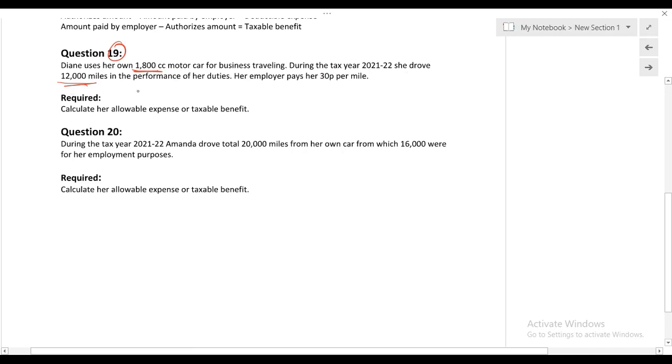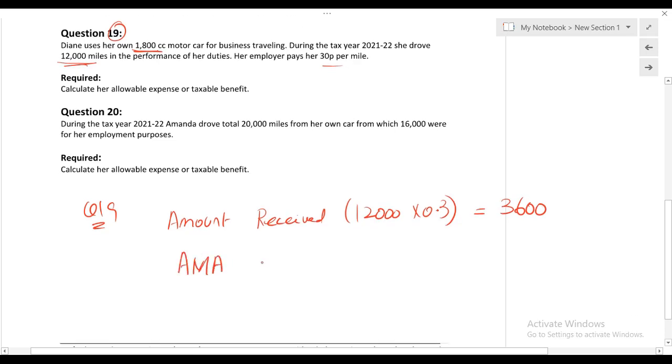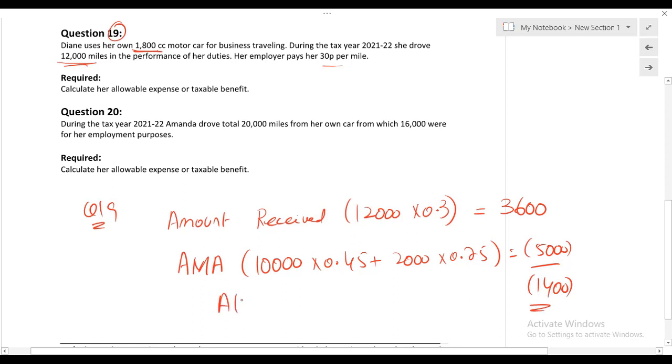21, 22, 12,000 miles, employer paid him 30 pence. So amount received is 3,600. Let us check authorized mileage allowance. For first 10,000 miles, he should have received 45 and then 25. So definitely it is coming 5,000. That is allowable expense. So this 1,400 will be deducted from his employment income.